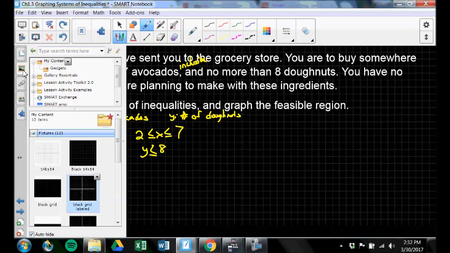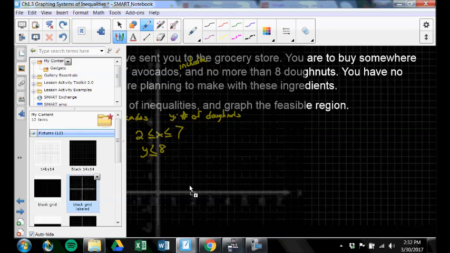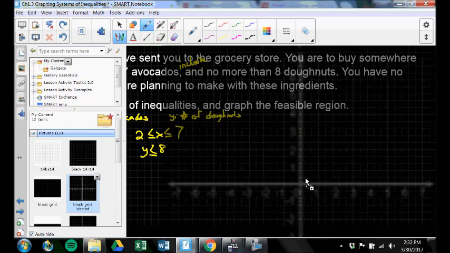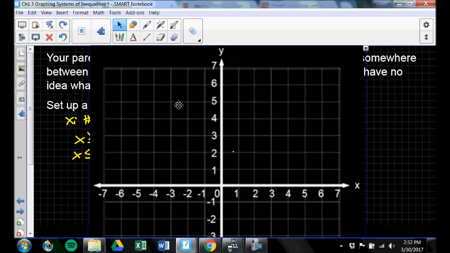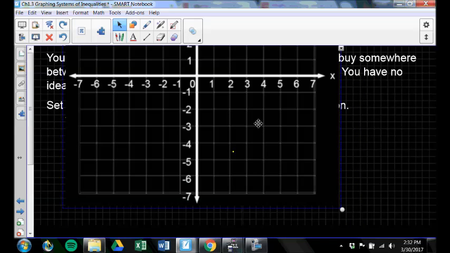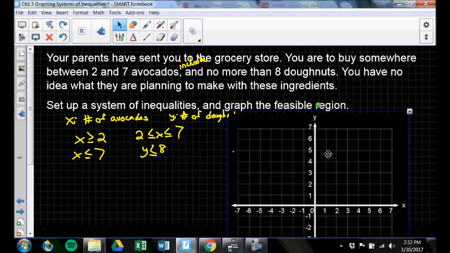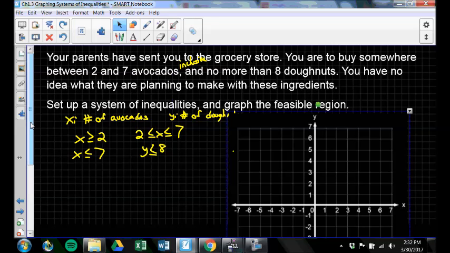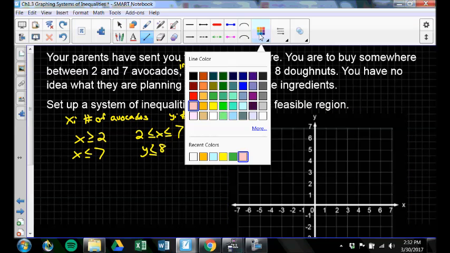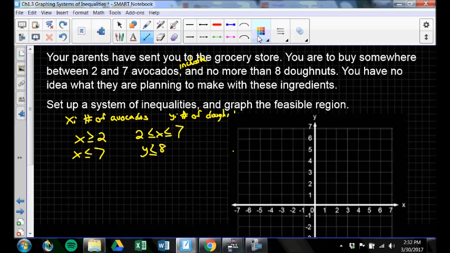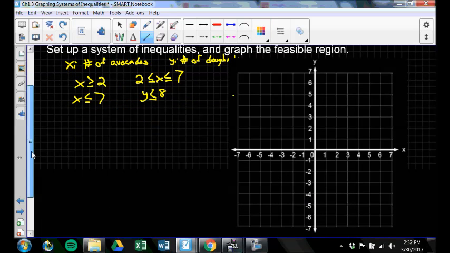I think again I can use this graph I had from before. It's got labels on it, and that's quite nice. I'm going to shrink it down again. I have to find a way to make this smaller next time in advance. And I'm going to graph on this plane here. Well, if x is between 2 and 7, I'm just going to start graphing with these lines. x is between 2 and 7 looks like this.